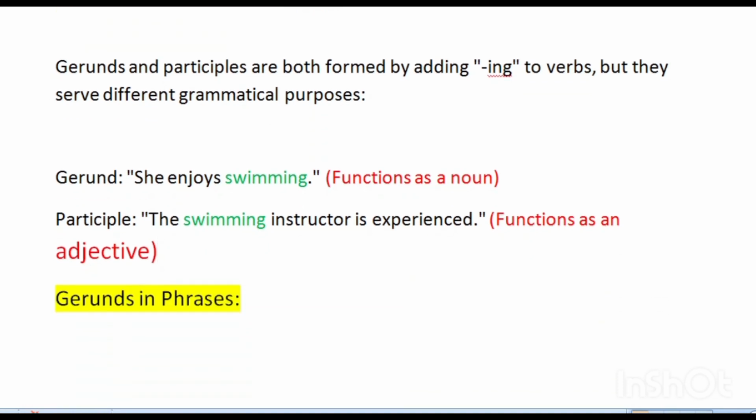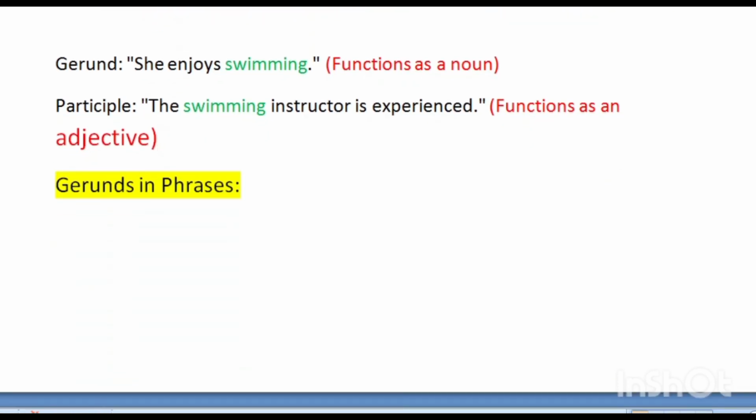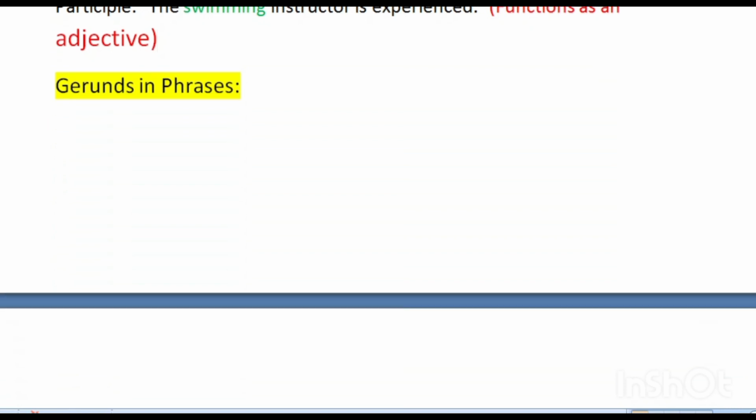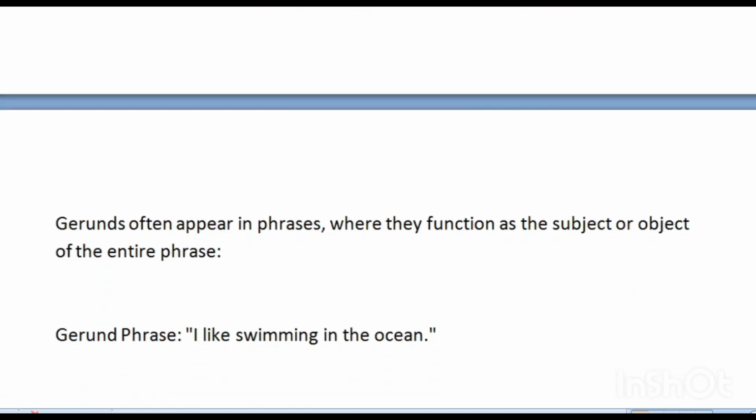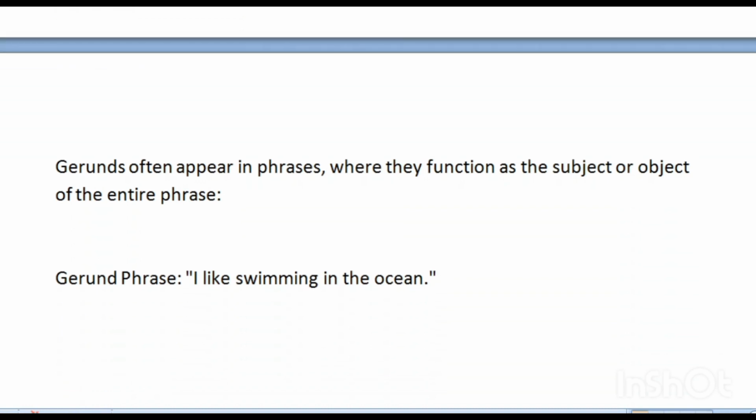Now, one more thing: gerund in phrases. Sometimes you will find gerund in phrases. I will show you here. Gerunds often appear in phrases where they function as the subject or object of the entire phrase. Gerund phrase: I like swimming in the ocean. I like swimming in the ocean.